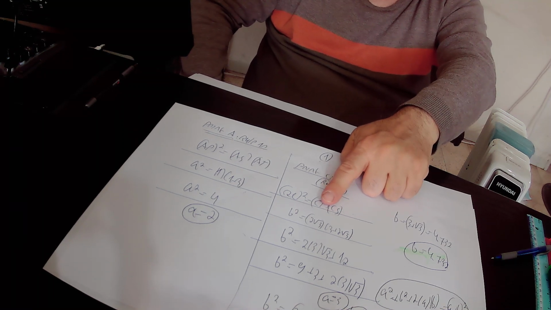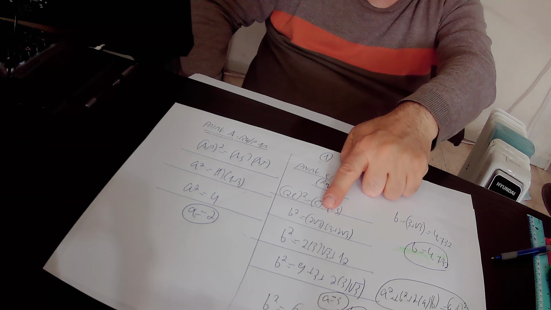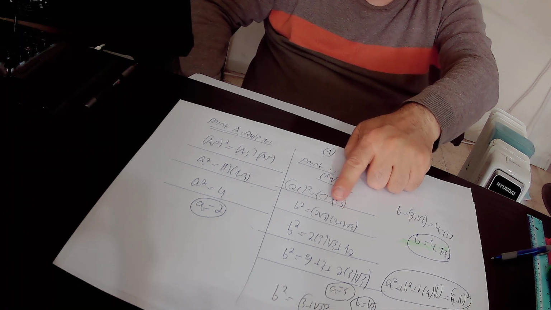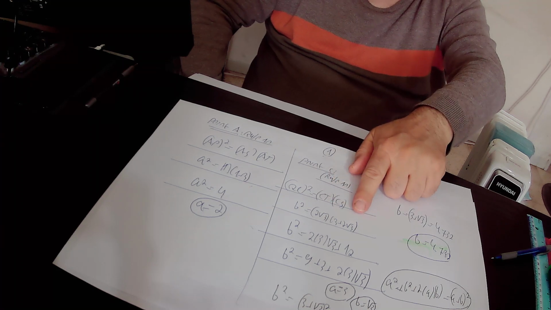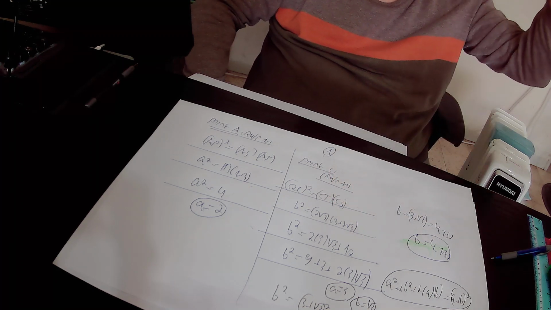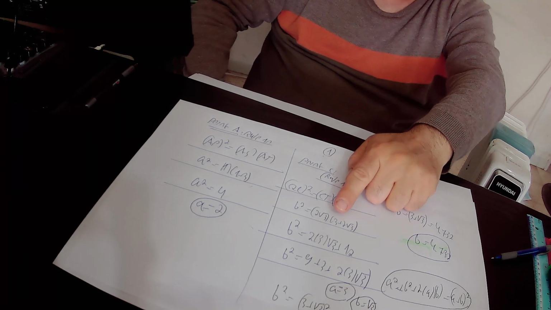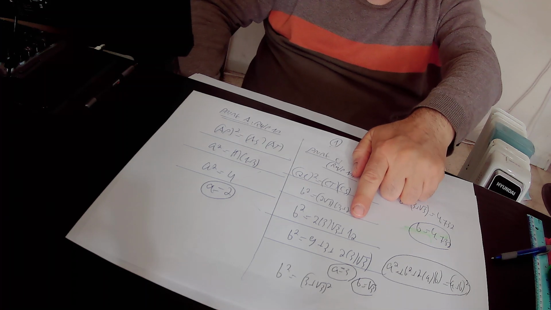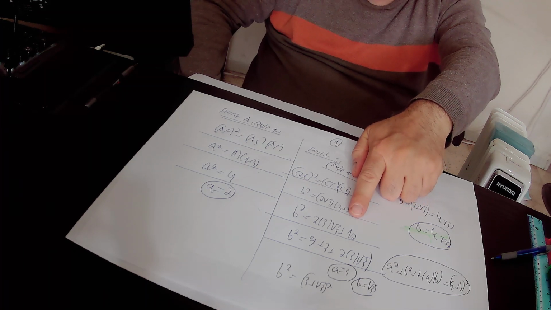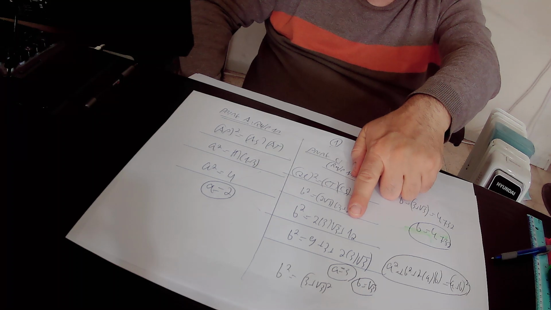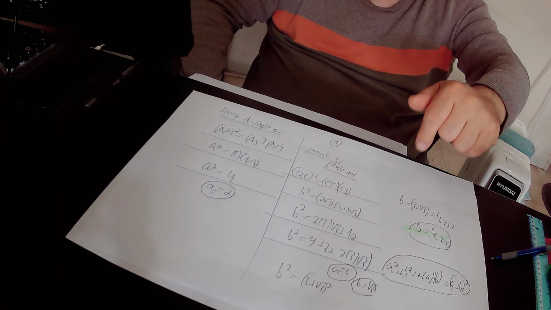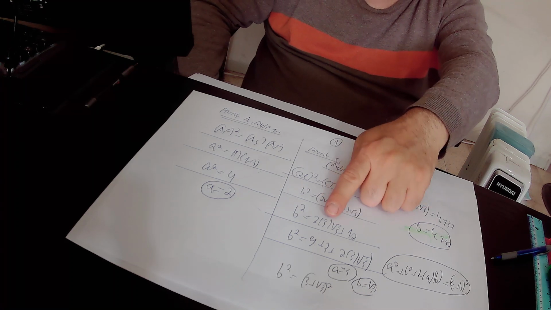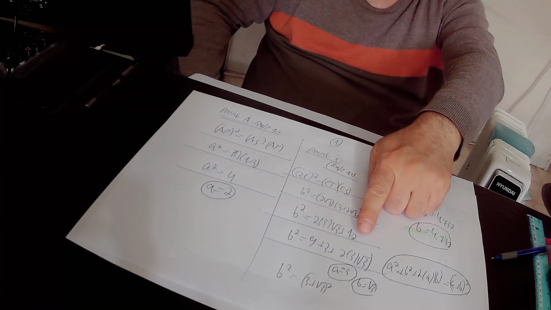Here we open the brackets on this side of the equation, and we found out that B squared equals 2 times square root of 3 times 3, plus 2 times square root of 3 times 2 times square root of 3, which equals 12. So B squared equals 2 times 3 times square root of 3 plus 12. Here we substitute the 12 by 9 plus 3, since 9 plus 3 equals 12.